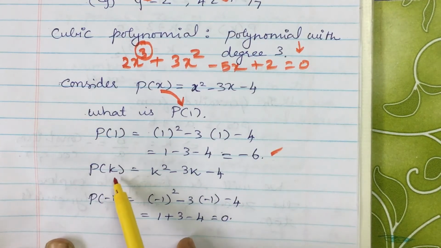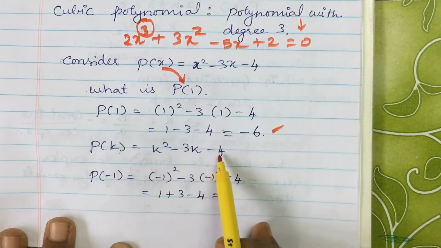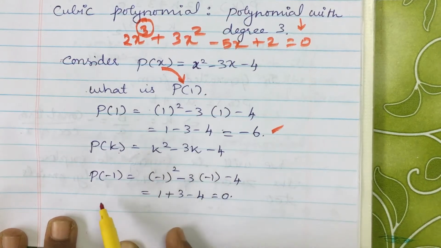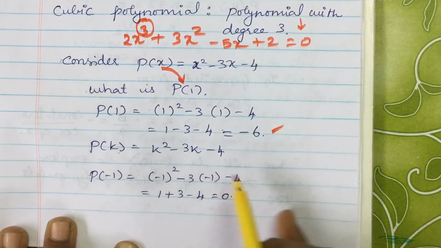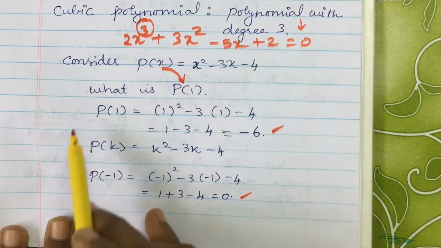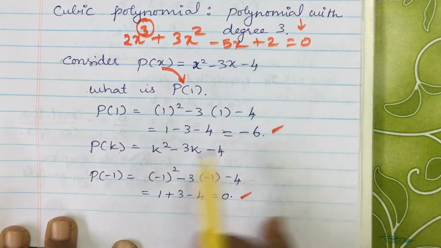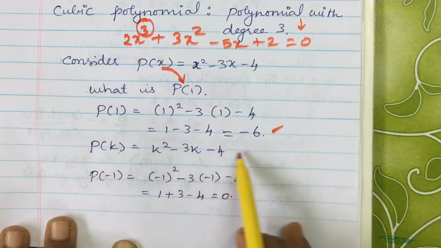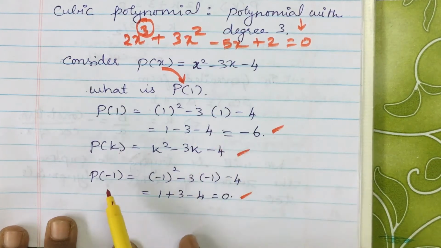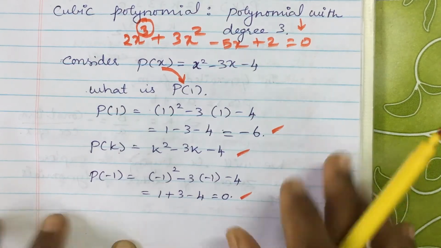Similarly, you can find out what is P of k. P of k is k square minus 3k minus 4. Wherever x, you have to replace your x with k. Similarly, you can find out P of minus 1 also. So if you find out P of minus 1, it is giving you 0. So what you observe from here? When I substituted x as 1, I got minus 6. When I substituted x as k, I got these terms. And when I substituted x as minus 1, then I got 0.